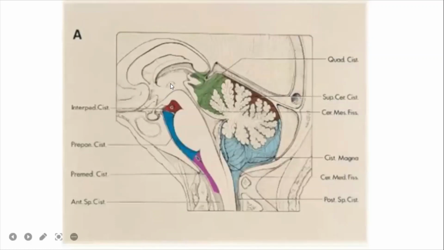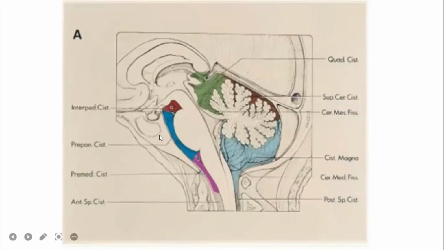This is the mid-sagittal cut, a schematic diagram in which we can appreciate this brown-colored area, a cone-shaped structure, which is the interpeduncular cistern. Anterior to it is the chiasmatic cistern, whereas posterior to it is the midbrain.